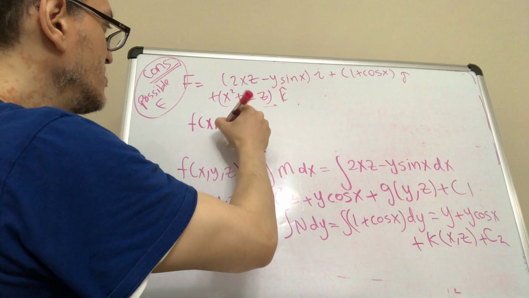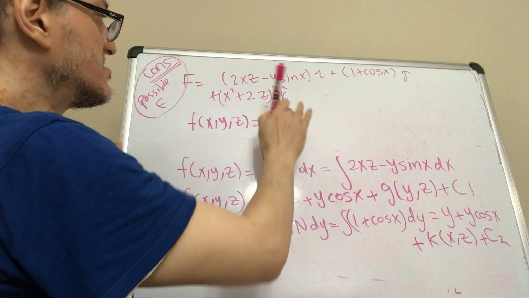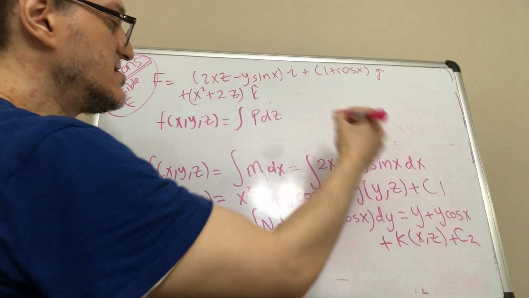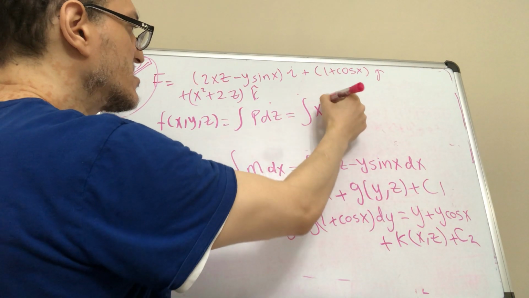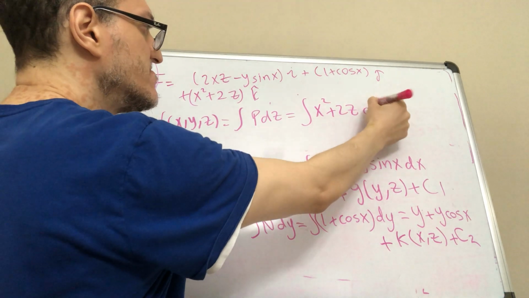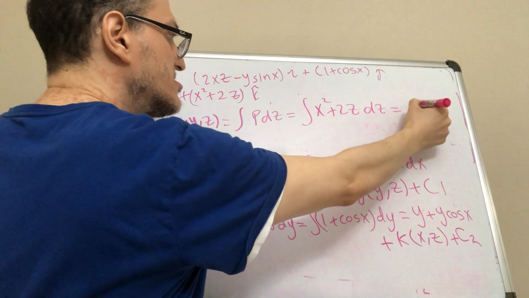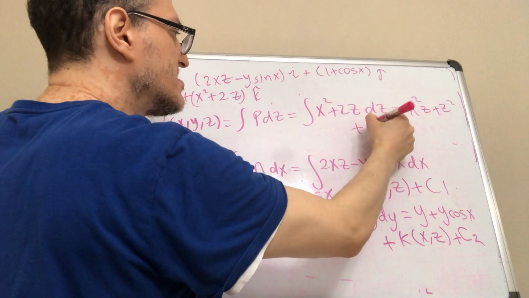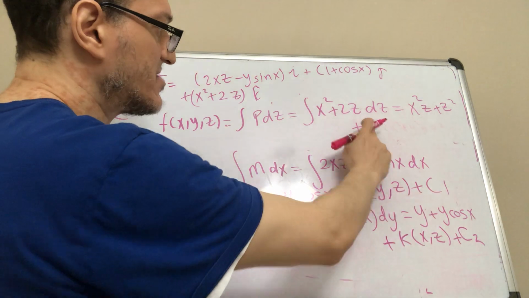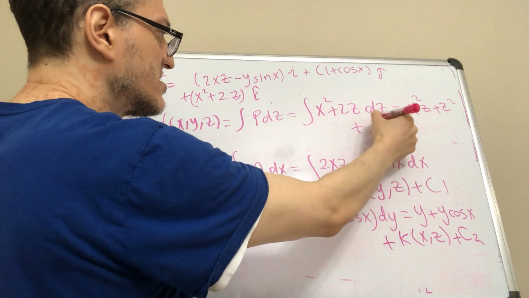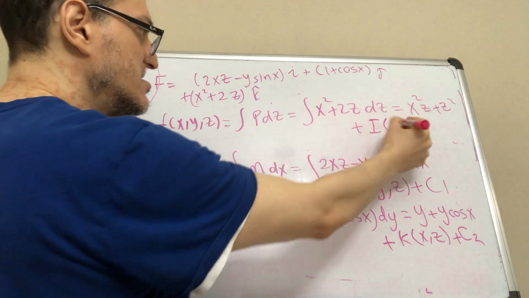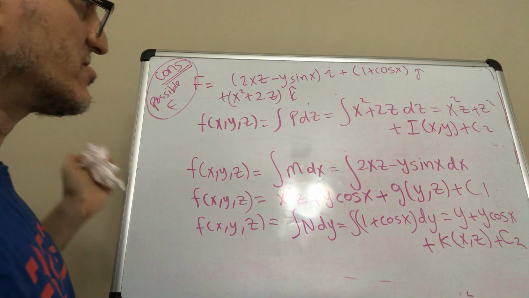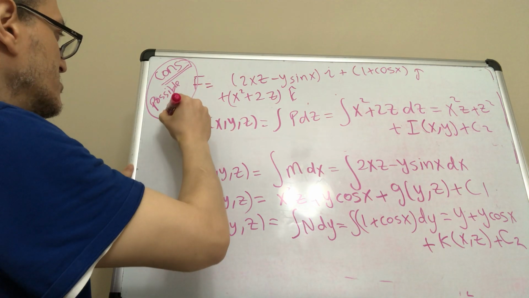Now, the last one, we can call it p. We're going to integrate this dz. x squared + 2z dz. First one is x squared z, second one is z squared, plus a function. Now we have k, it doesn't matter what letter. This is z in terms of the other two plus c2. So now we can find the possible function.